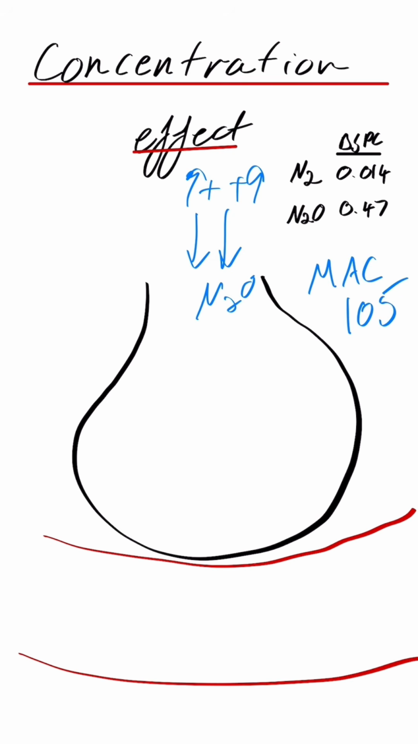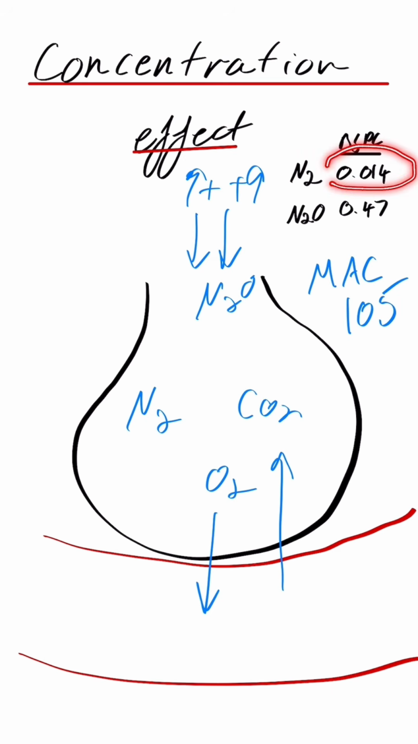So when you look at the gases within the alveoli, you've got CO2 and you've got oxygen. And oxygen is normally diffusing into the blood vessels, while CO2 is normally diffusing out. But you also have nitrogen. And nitrogen has a blood gas coefficient of 0.014, while nitrous oxide has a blood gas partition coefficient of 0.47. So what this means is that nitrogen diffuses slowly, and it diffuses the other direction as well.